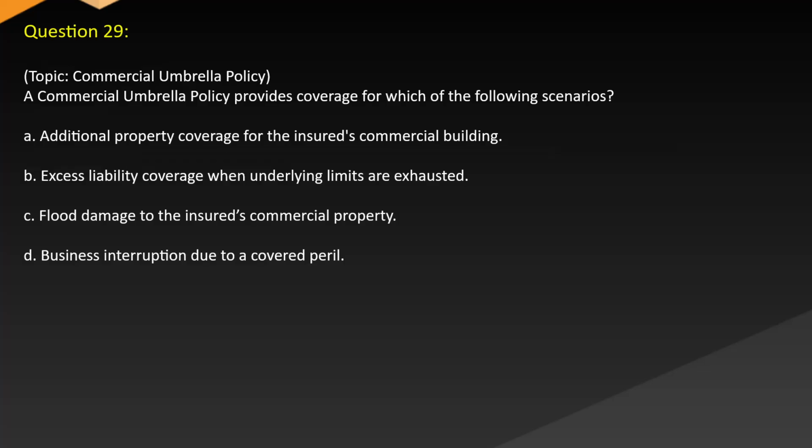Question 29. Topic: Commercial umbrella policy. A commercial umbrella policy provides coverage for which of the following scenarios? A. Additional property coverage for the insured's commercial building. B. Excess liability coverage when underlying limits are exhausted. C. Flood damage to the insured's commercial property. D. Business interruption due to a covered peril.